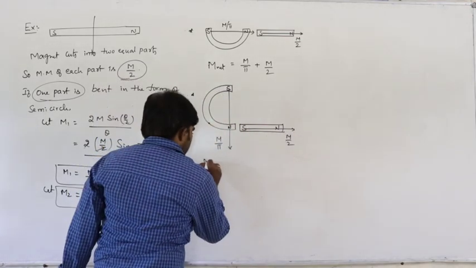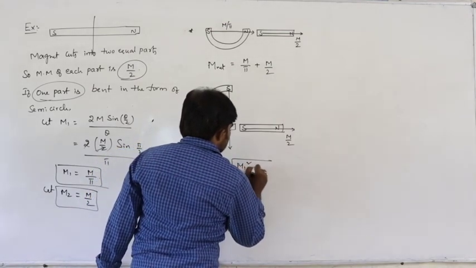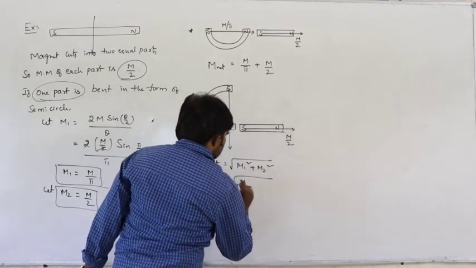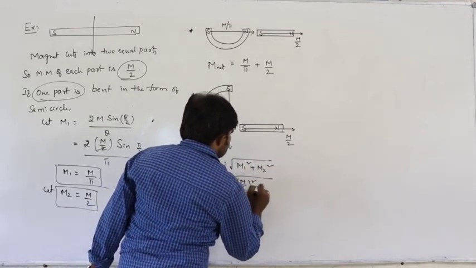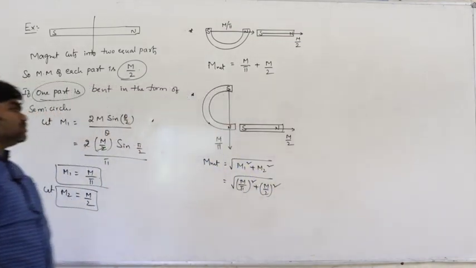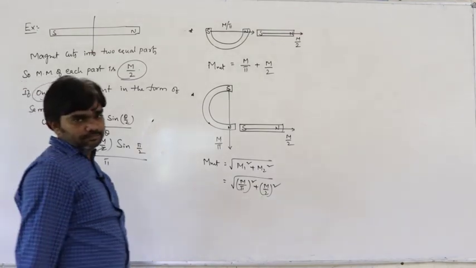So, the net magnetic moment in this situation is under root m1 square plus m2 square, because the angle between these two is 90 degrees. So, that is why it is m by pi whole square plus m by 2 whole square, under root. So, this is one method.